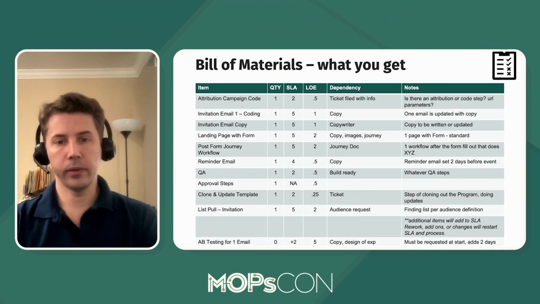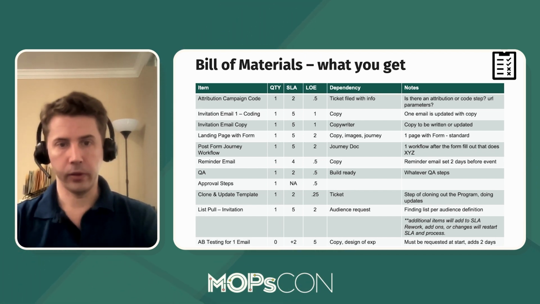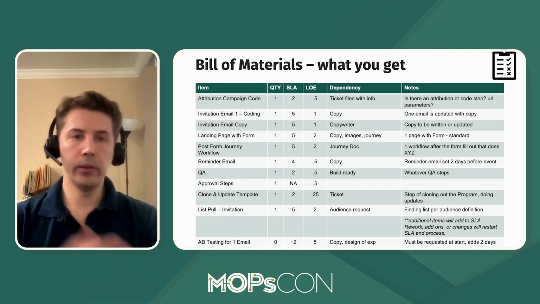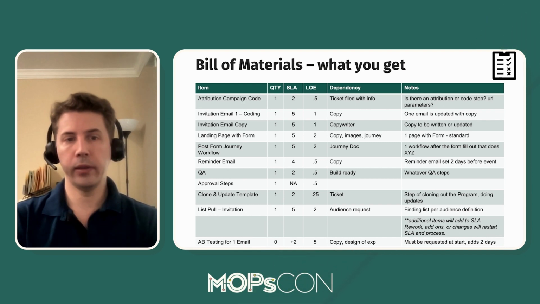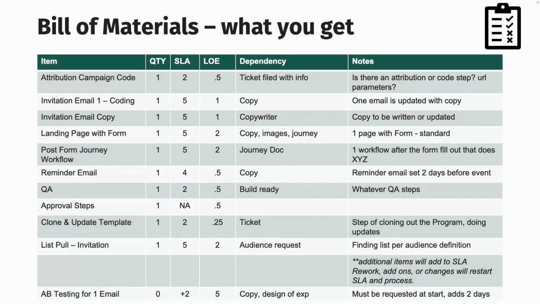You might have dependencies marked as well, right? If you don't have copy and creative, you can't do anything, right? And you might include that as part of the bill of materials to show those dependencies. So in this case, what we see is that a standard pre-show is going to have one email of each type. You're going to have certain SLAs for each email and level of effort for each task.